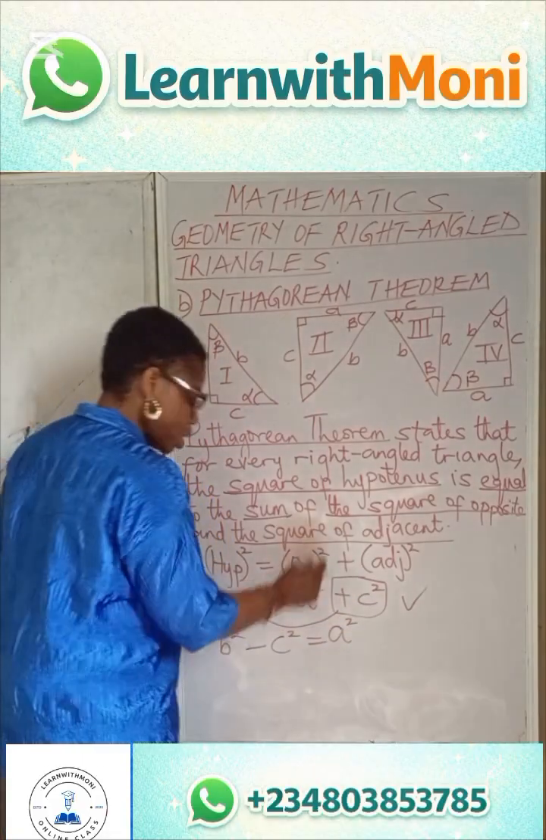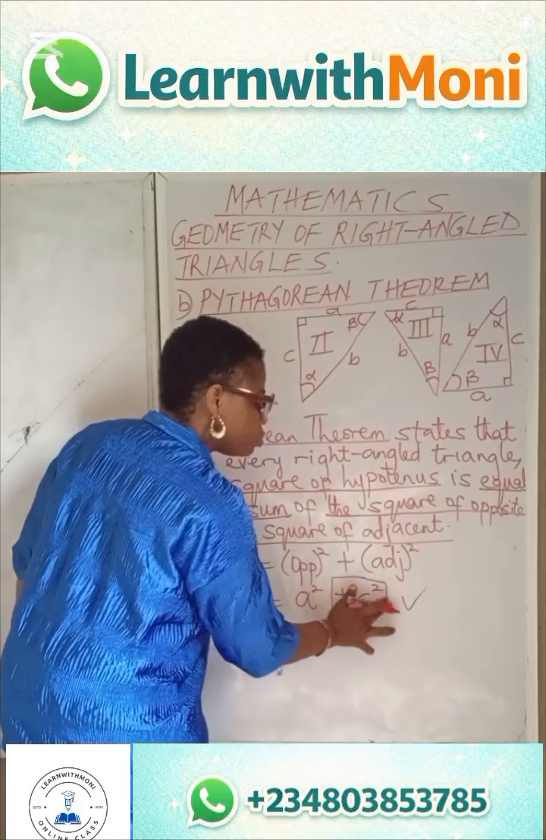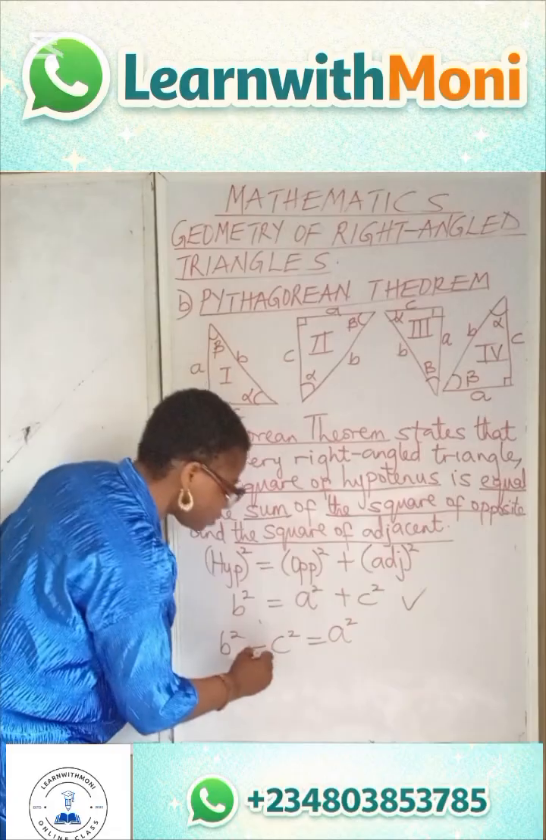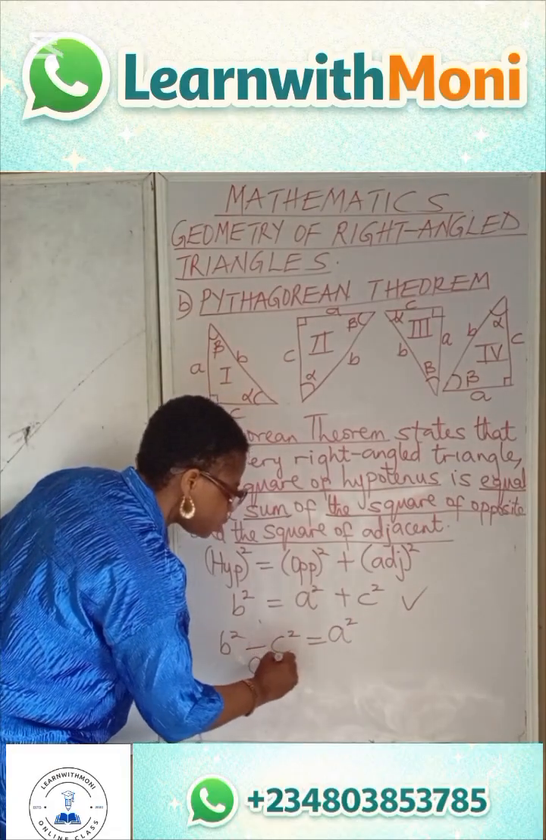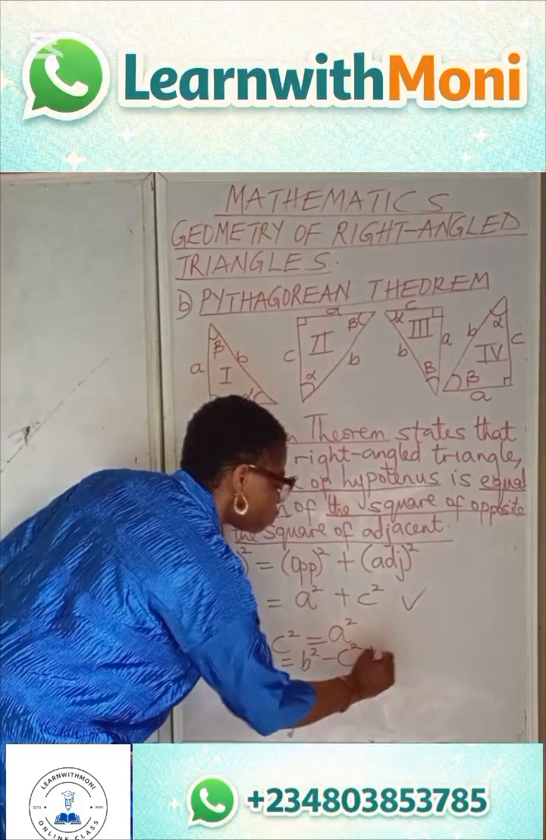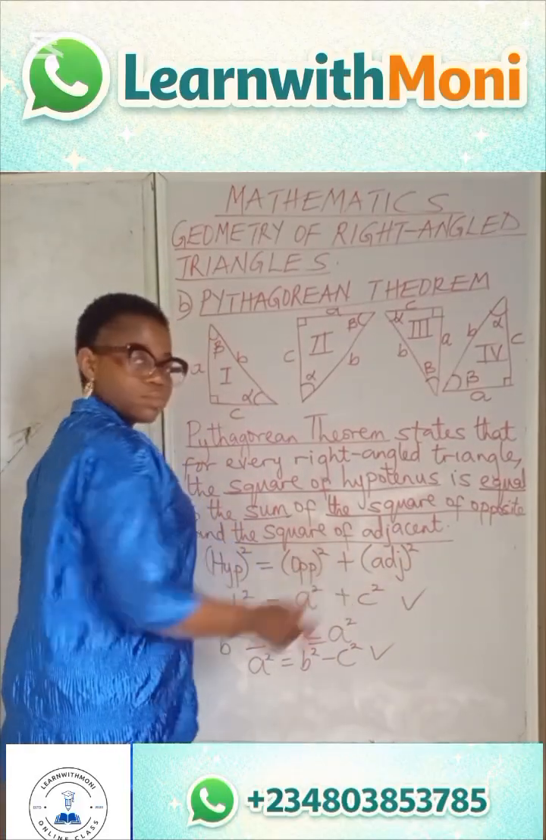And this is also correct. This is also a correct Pythagorean theorem, that a square equals b square minus c square. Very correct.